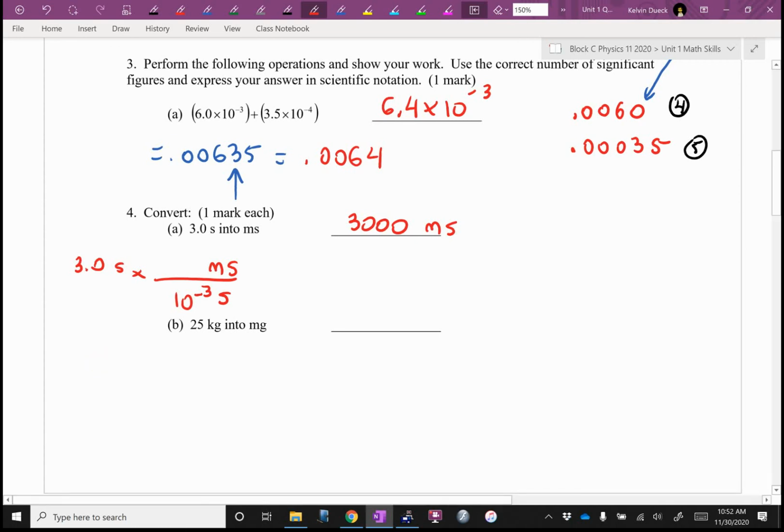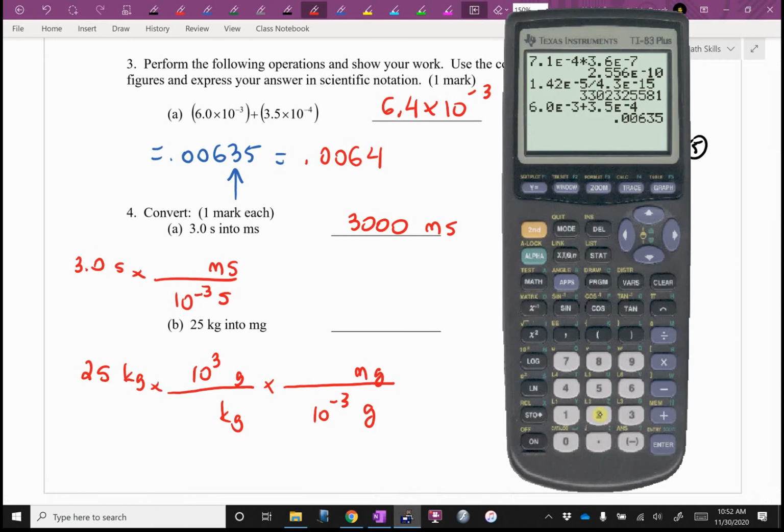B is a 2-step because I'm going from kilo to mega. I'm going to go from kilo just to plain old grams to mega. Write down what they gave me. Kilograms on the bottom, just plain old grams. Kilo is 10 to the 3rd, yes? And it goes where the kilo isn't, so in this case on the top. Then grams on the bottom, milligrams on the top. Milli is 10 to the negative 3. It goes where the milli isn't, which in this case is on the bottom.